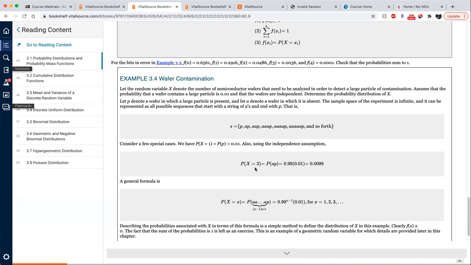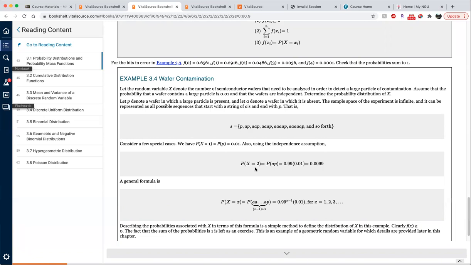So it means that when you analyze the first wafer, that doesn't affect the probability that the second wafer contains a large particle contamination. So it's independent. Determine the probability distribution of x.